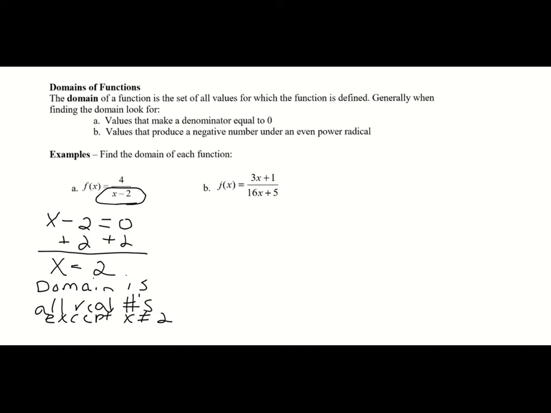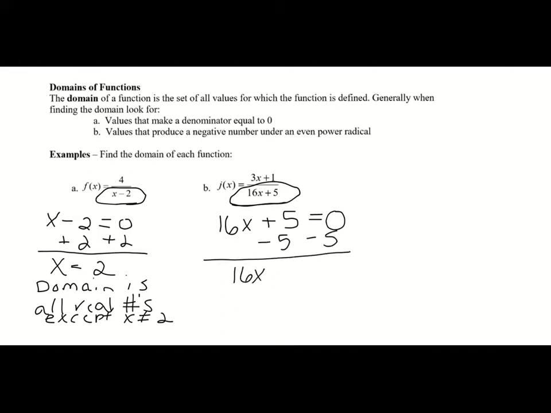Now, with b, we are only concerned with the denominator. I don't care what's in the numerator, because you can have a 0 in the numerator. That's no big deal. But for the denominator, we can't have a 0. So we take the expression in the denominator, 16x plus 5, set it equal to 0, and then it's a linear equation, so we solve it by subtracting 5 first. We get 16x equals negative 5, divide by 16. So x is going to equal negative 5/16.